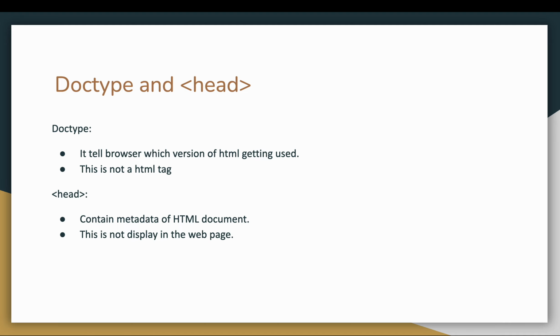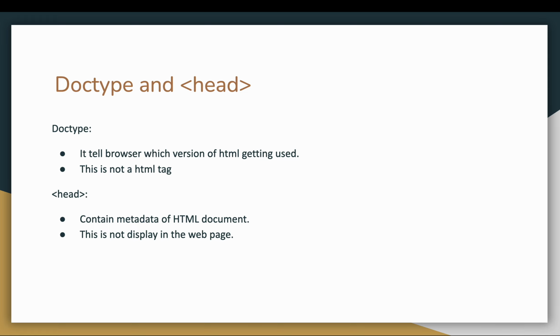We have lots of versions of HTML. The main work of the doctype is to tell the browser, hey, we are using this version of HTML, so please render accordingly. Because there are some tags and elements which are supported in the latest HTML but not in older HTML, the doctype tells the browser which version of HTML we are using, so please render according to that. That is the use of the doctype.